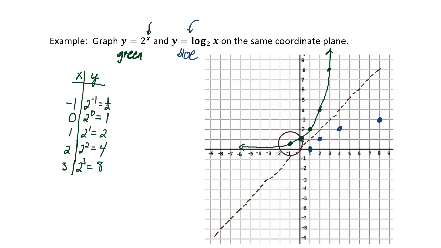That was this dot right here. This is at (-1, 1/2). So if you switch those, you get (1/2, -1). And that's located here. Now let's draw a curve through those blue dots.